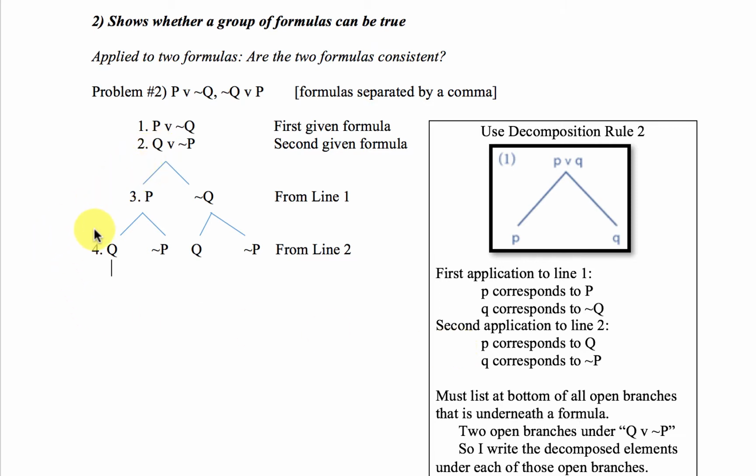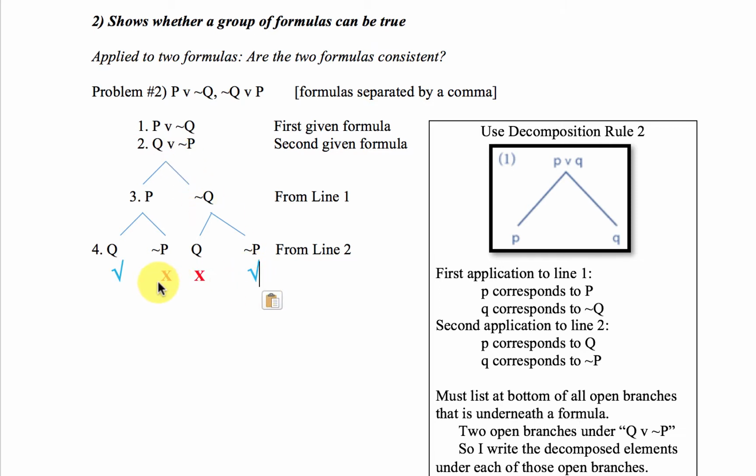I've copied the left side on the left branch. I'm doing it twice under each open branch. And I copied the right side under the right branch. Now we look for contradictions. Q doesn't contradict anything, so that's an open branch. Not P, that contradicts P, so that closes. Q contradicts not Q, this branch closes. Not P doesn't contradict anything.